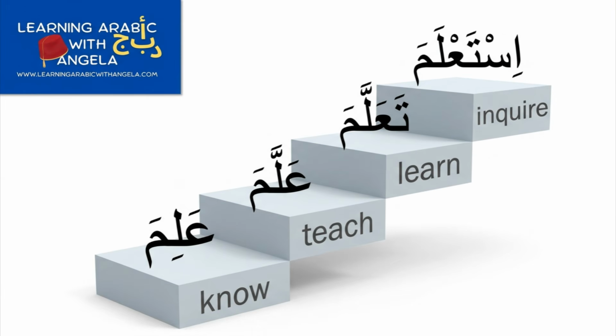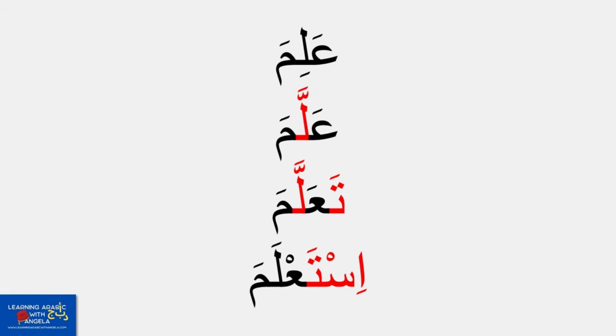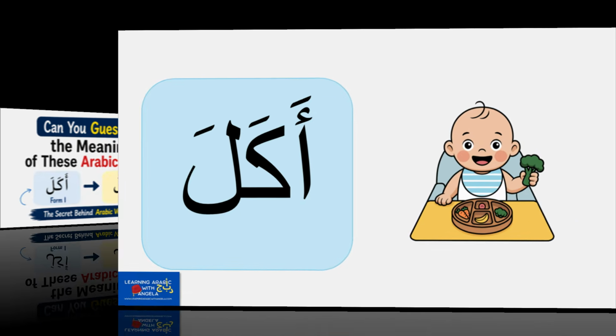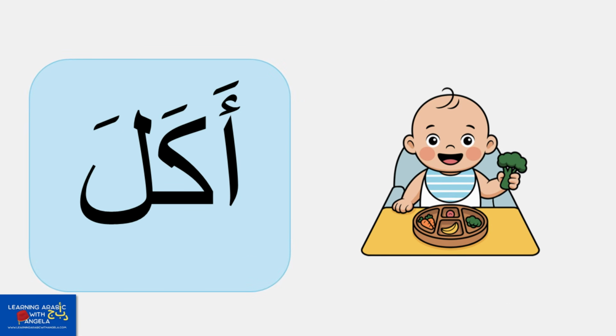In my previous video, we discovered that Arabic verb forms aren't random. They follow patterns that often change the meaning of a verb in a logical way. Today, we're going to focus on just one of those patterns, and here's my challenge for you. Can you guess the meaning of these Arabic verbs before I reveal the answers? Let's find out. Let's start with an easy one.